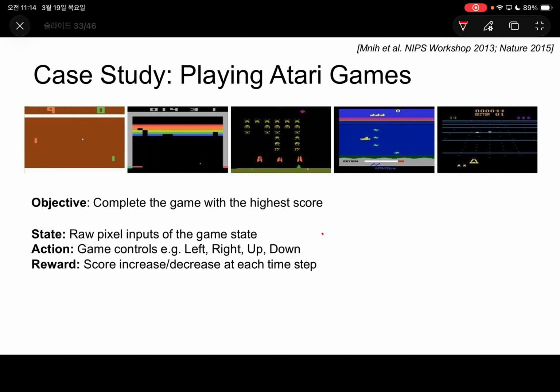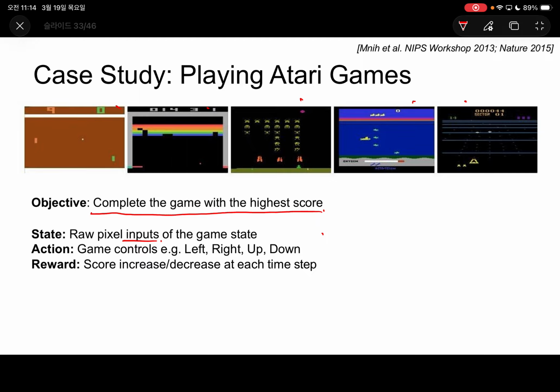Today's assignment is about CartPole, but there can be many things, like an Atari game. Atari games are arcade-style video games with simple graphics. They try to maximize the score. The objective is to complete the game with the highest score. And the state might be raw pixel input.